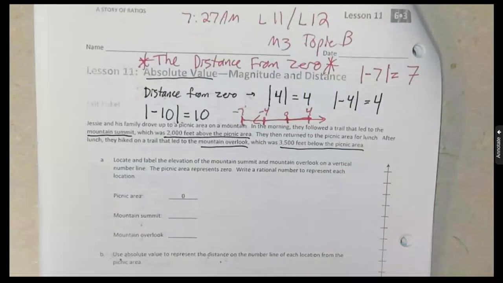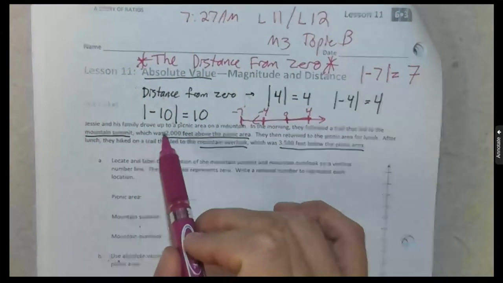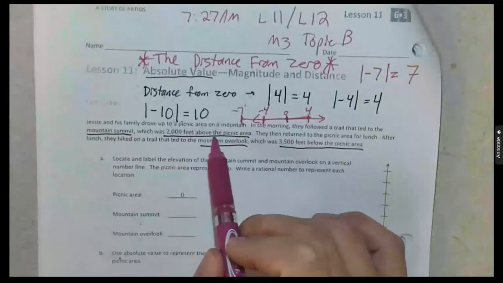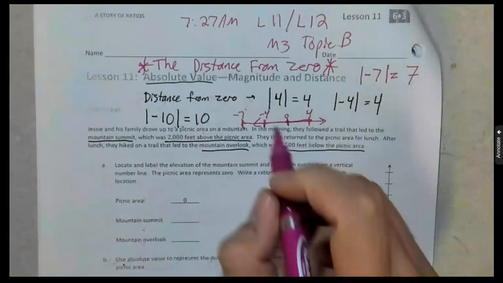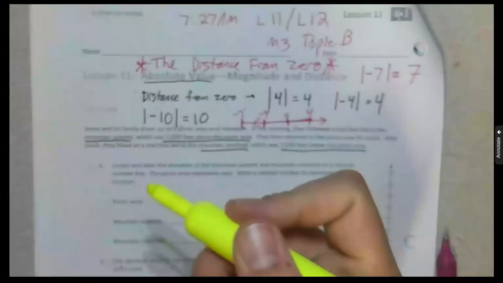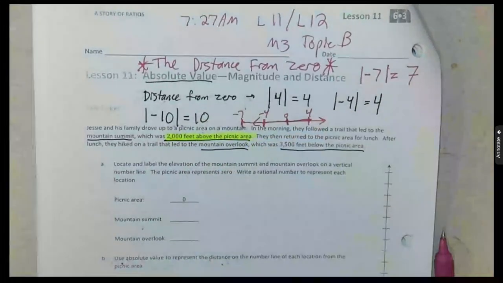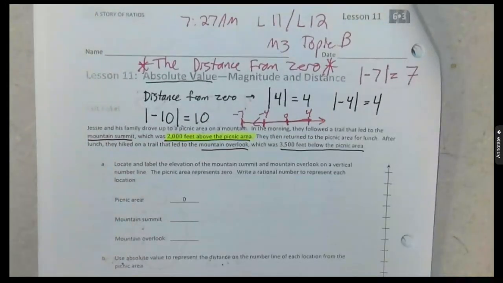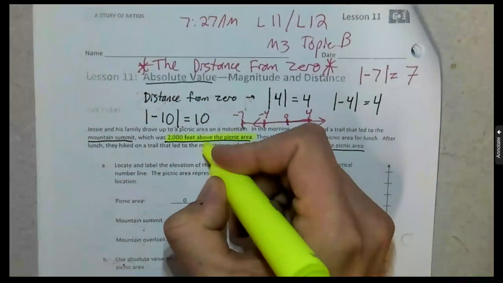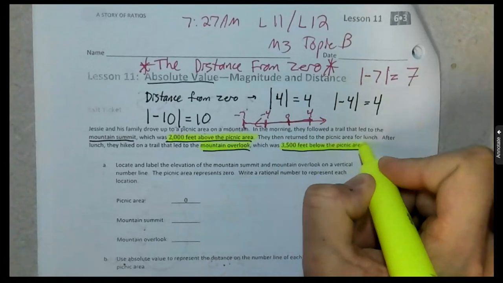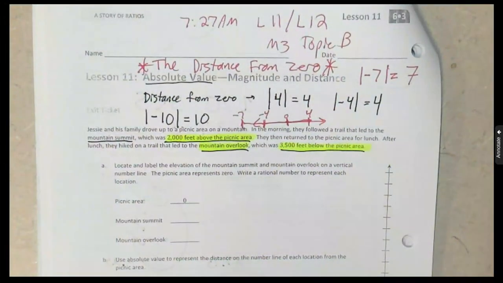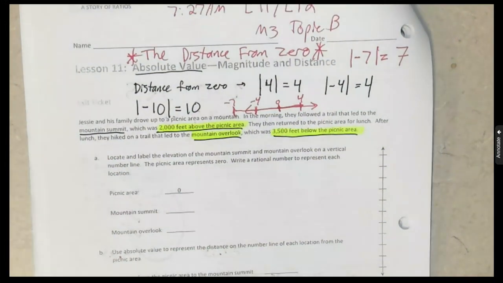Let's quickly go through this exit ticket. Wes and his family drove up to a picnic area on a mountain. In the morning, they followed a trail that led to the mountain summit, which was 2,000 feet above the picnic area. They then returned to the picnic area for lunch. After lunch, they hiked on a trail that led to the mountain overlook, which was 3,500 feet below the picnic area. So there's a lot to digest here. Let's just take a moment and let the numbers sink in.